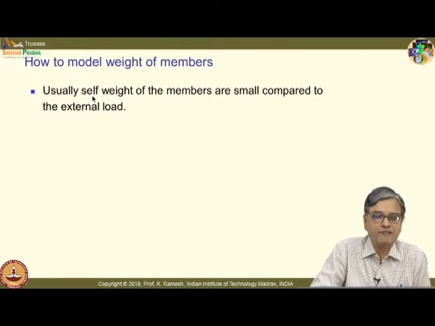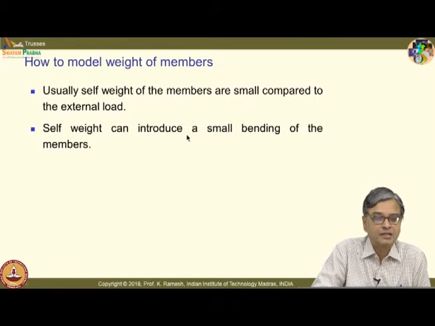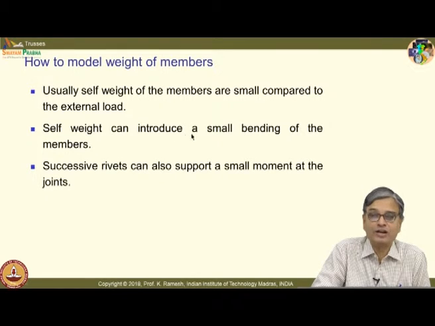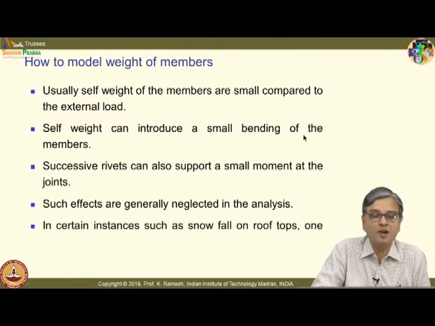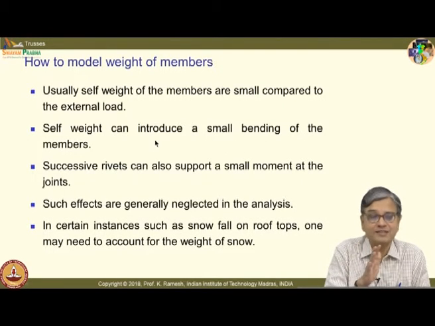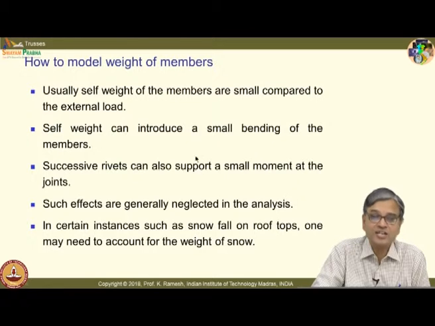And as I said, the self weight of the members is small compared to the external load. And why have we carefully avoided self weight? Actually, self weight can introduce a small bending of the members, which we have never considered for simplicity in the analysis. And if you look at how the joints are made, if I put rivets one after the other, they can also support a moment. And such effects are generally neglected in the analysis.